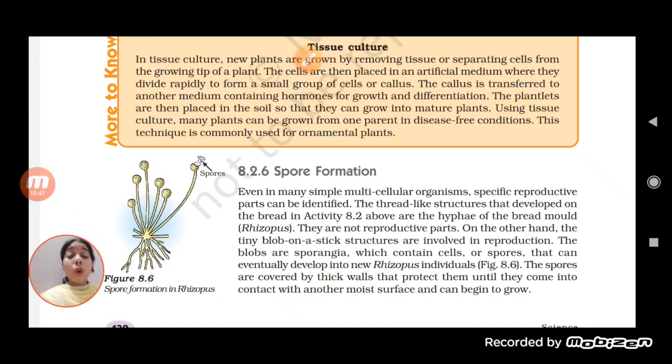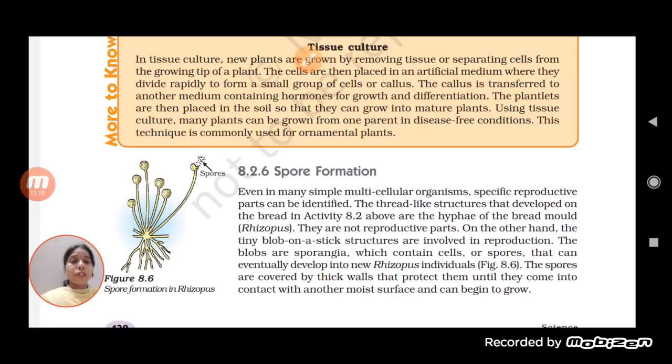Actually this blob is called a spore. These blobs are the sporangia, and these sporangia consist of the spores in them. So sporangia are present in the fungus, in the mold, just above the hyphae, just above the stick structure, which is involved in the reproduction.